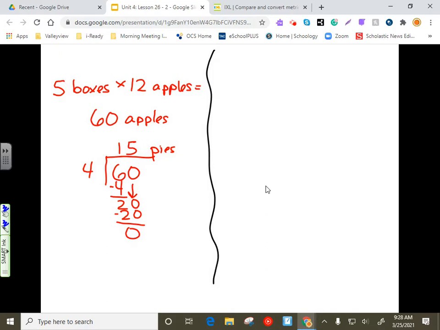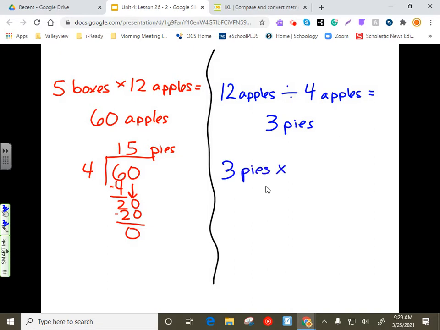Another way you can look at it is let's look at each box. So you know that in each one of these boxes, there's 12 apples. We know that we need to take 4 of those apples to make our pie. So each box we know we can make 3 pies from each of those. And if we can make 3 pies per box and we have 5 boxes, I know we can make 15 pies this way. So again, two completely different ways, different orders of doing it, same results.